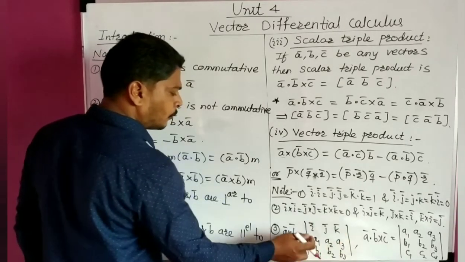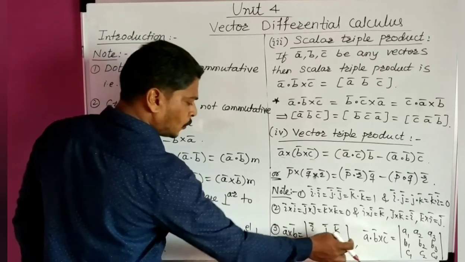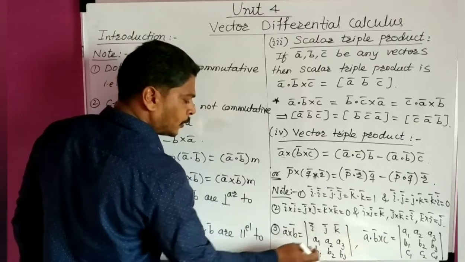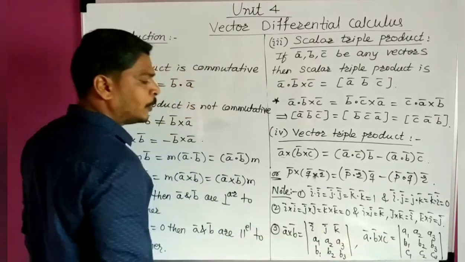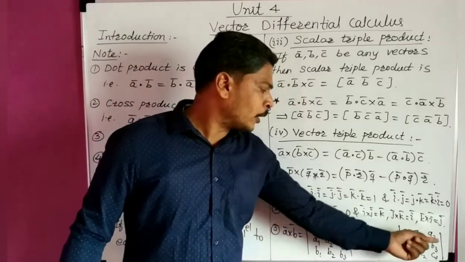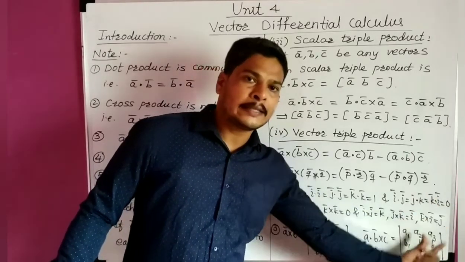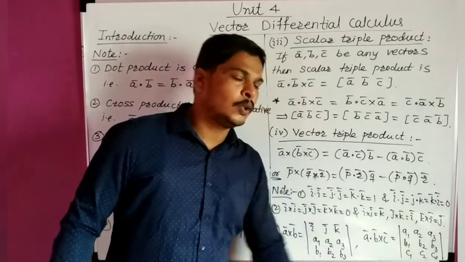The cross product of vectors a bar and b bar in matrix notation becomes: in the first row I, j, k, in the second row coefficients of vector a bar which are a1, a2, a3, and in the third row coefficients of b bar which are b1, b2, b3. Similarly, a bar dot b bar cross c bar becomes the determinant with rows a1, a2, a3, b1, b2, b3, c1, c2, c3. Here is also a determinant, here is also a determinant.